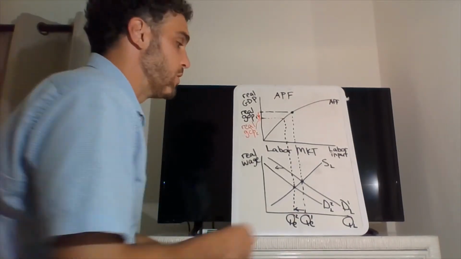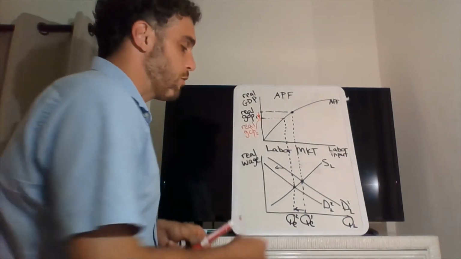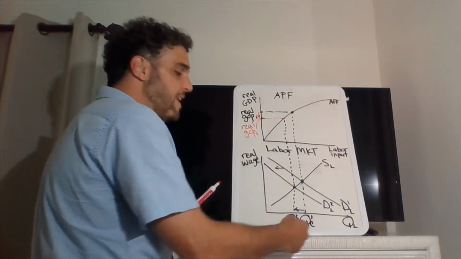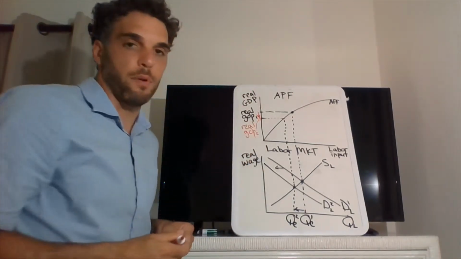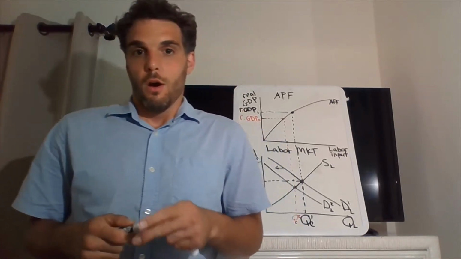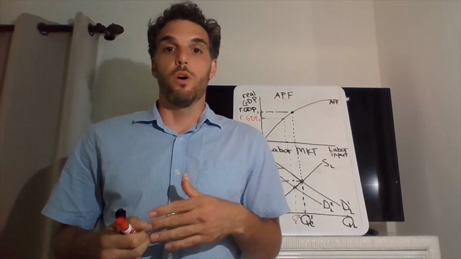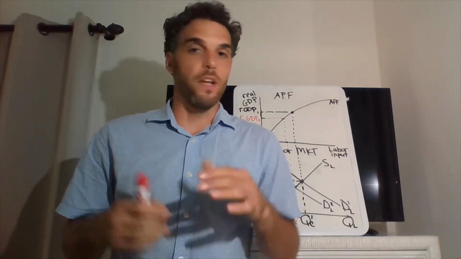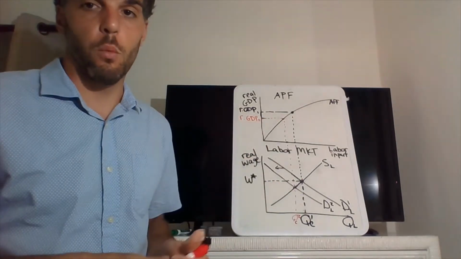Why? Because demand for labor decreased due to the negative shock to the economy, resulting in a decrease in the equilibrium quantity of labor, resulting in a drop in real GDP. Okay, now let's assume that wages are rigid. Wages are not flexible. They can't drop below the current wage rate.